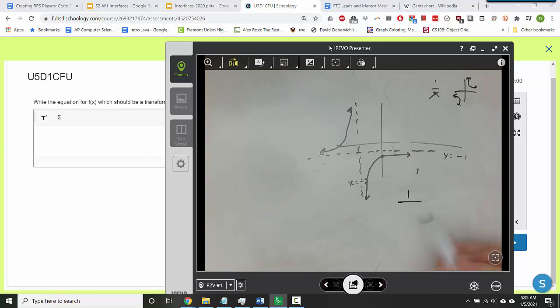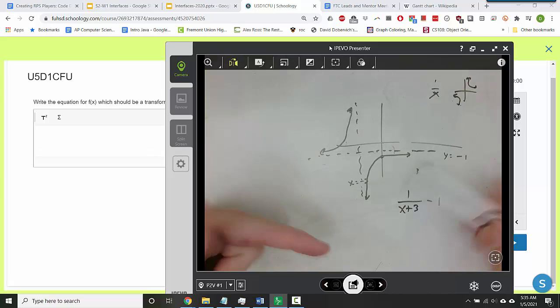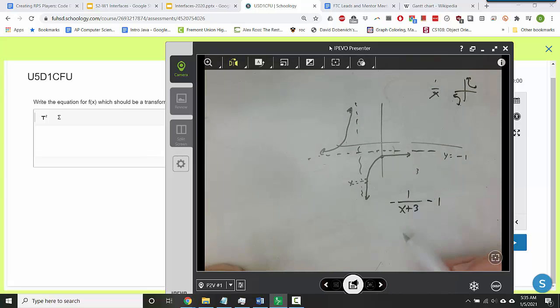So I'll take my normal 1 over x function, I'll shift it left by 3 by doing that. I'll shift it down by 1, but then I also want to vertically reflect it, so I'll put a negative sign there. And you can double check that all of that stuff works. If I plug in negative 3, I still have an asymptote in the right place. If you imagine the end behavior as x gets really, really large, this whole term approaches 0 because the denominator is approaching something large, so I still have an asymptote at negative 1.